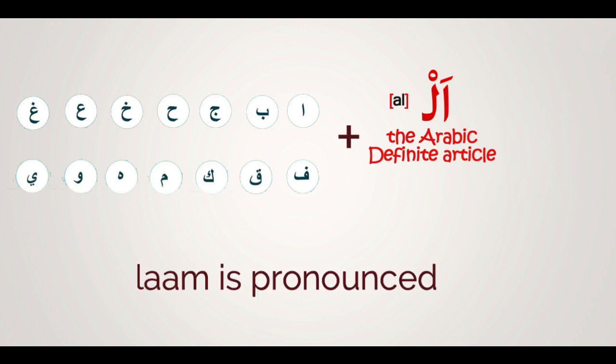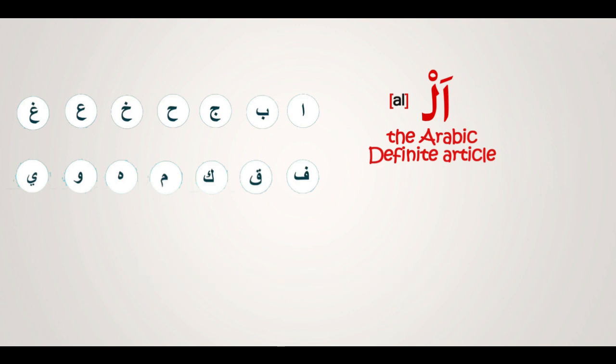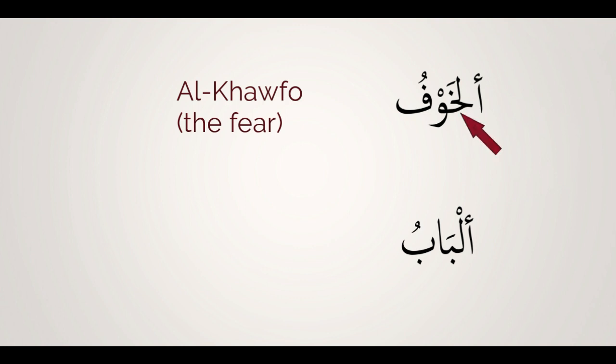Let's look at some examples to understand this concept. Al-khawfu, which means the fear. Now you see, in this noun we do pronounce the lam. We pronounce it as al-khawfu. We pronounce the lam because kha, this letter, is one of the moon letters, and we just learned that when we have a moon letter after the alif lam, we will pronounce the lam. That is why we will pronounce the lam, al-khawfu.